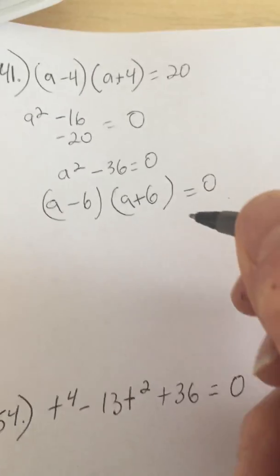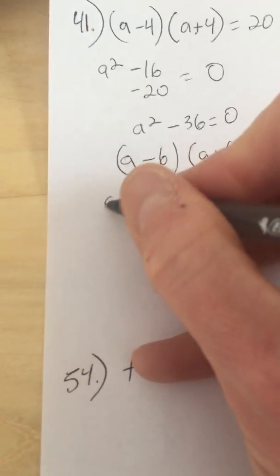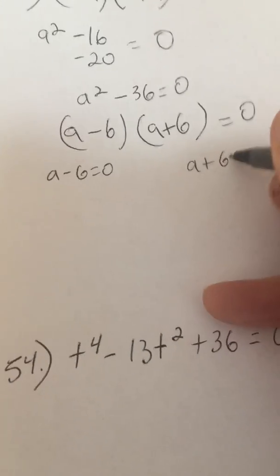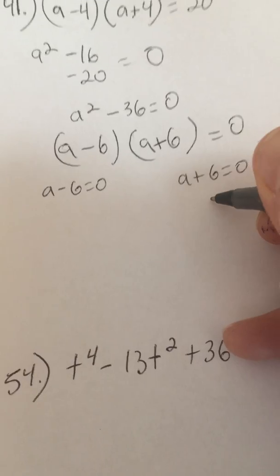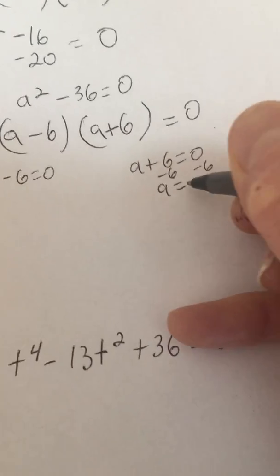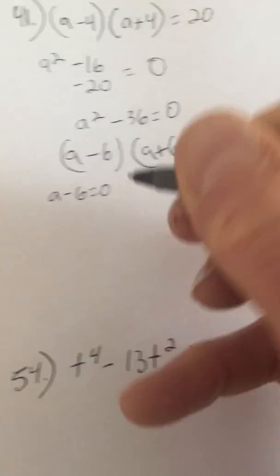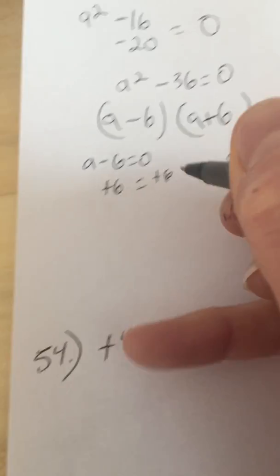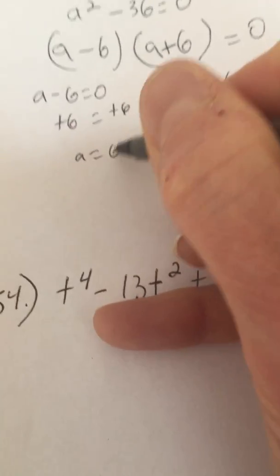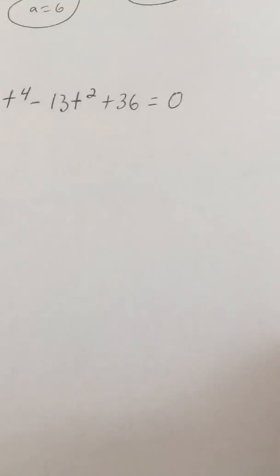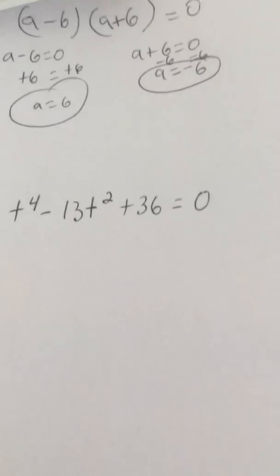And 6, because 6 times 6 is 36. Then I'm going to have a minus 6 equals 0 and a plus 6 equals 0. And then for this one, a is going to end up being negative 6 here. And of course, it's going to be a positive 6 here. That was a little messy. A equals positive 6. So that's what I got there. And then for 54, oof.